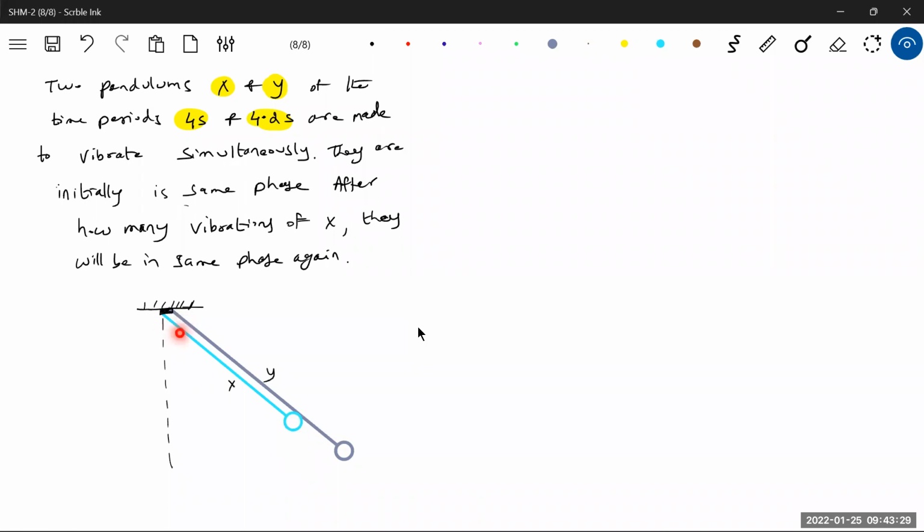Both are given the same angular displacement. Both are initially released from the same position. But how much time? This will take 4 seconds to complete one oscillation. By the time X completes one oscillation, what about Y? Y would not have completed. I think this is the basic condition.